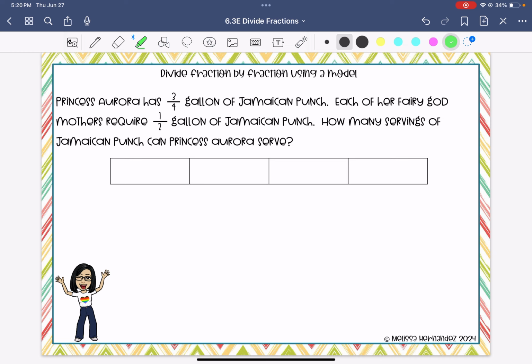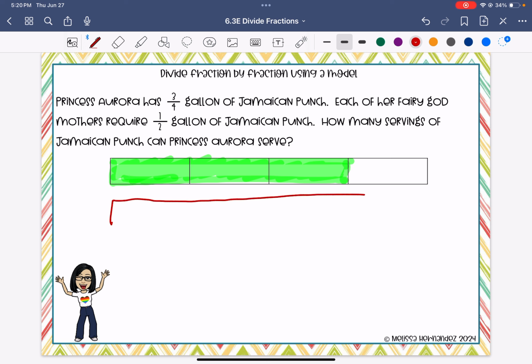Now, first thing I want to do is go ahead and model the 3/4 gallon. So how many servings can I get from this? Now, right underneath it, I'm gonna draw another fraction bar. And this one's gonna be half, okay? So I'm gonna shade in half.